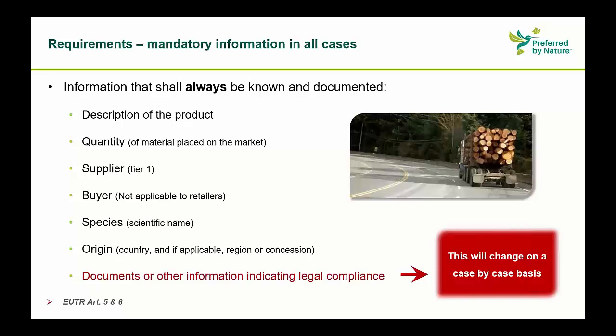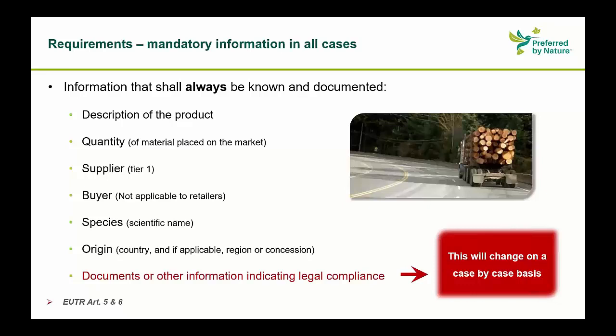So those elements are mandatory, but that should be relatively easy compared to the following elements, which are information on species, so scientific name can be required, and information on the origin of the timber, which means the country of harvest at the very minimum. And we'll see in a bit that identifying the region and concession of origin can also be required. But the bare minimum is to identify all the countries of harvest of the timber, right? So those 2 elements might be a bit more challenging.